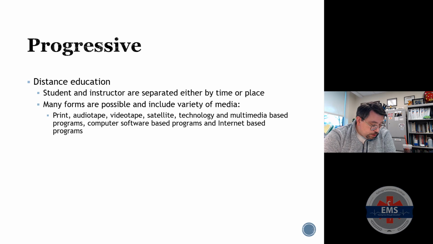Now, the final one that we have is progressive, and this is more commonly going to be referred to as distance education. You may hear the term online education. You may hear the term learning management system or LMS thrown out there. Again, you've got to recognize that this was written back in 2002 based off of a lot of information from the 90s. At any rate, there's still a lot of good truth to this, right?